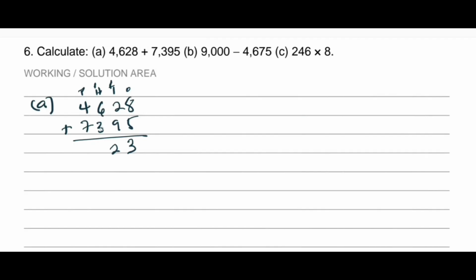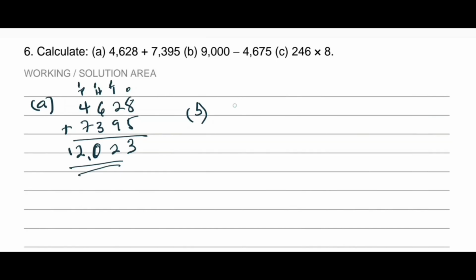Then 7 plus 3 is what? 7 plus 3 is 10. So you bring the 0 here and you carry the 1 here. So now 1 plus 4 is what? 1 plus 4 is 5. And then 5 plus 7 is what? 5 plus 7 is 12. So then you cannot write a 12 here. That's how you get the answer.